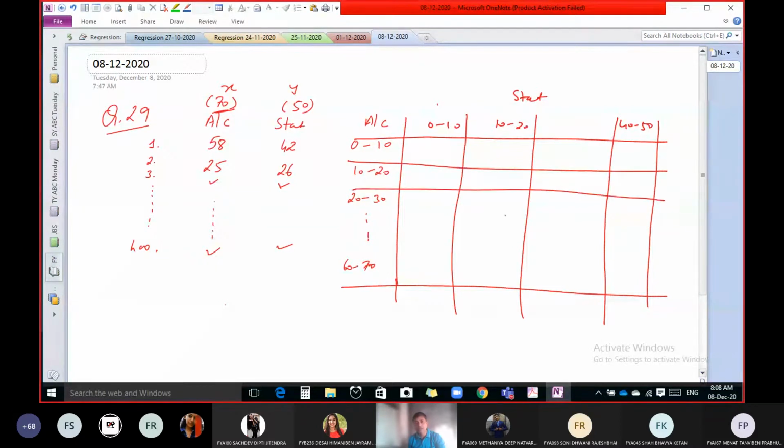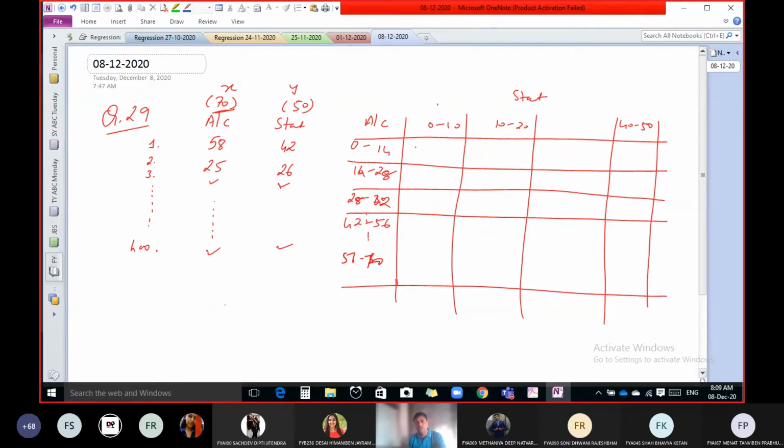Now, it is not necessary to write the same range every time. Range means here 0 to 10. You can write 0 to 14, 14 to 28, 28 to 42, like that also, and 42 to 56 and 56 to 70. You can do like this also. There is no question at all. So in any way, you can prepare the table according to the minimum value and maximum value. It's better to write minimum 5 classes and maximum 10 at both places, horizontal and vertical lines.